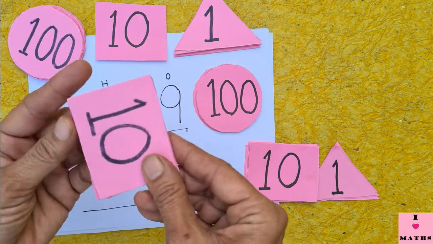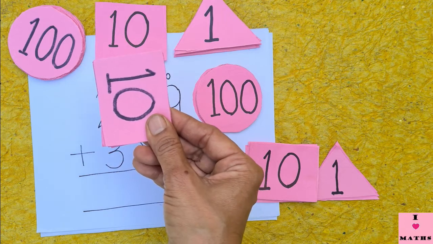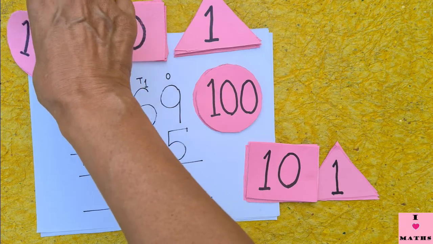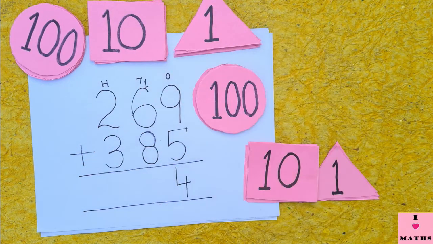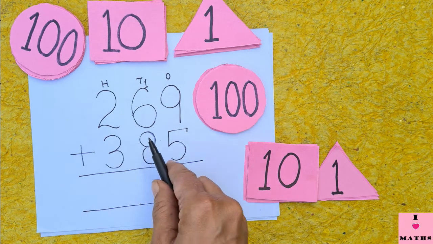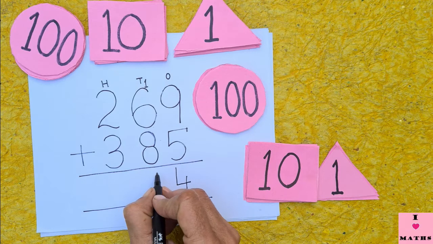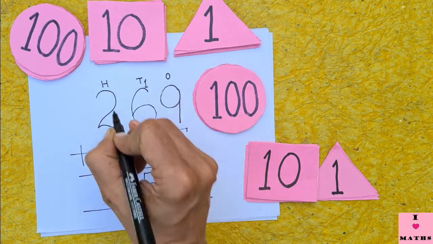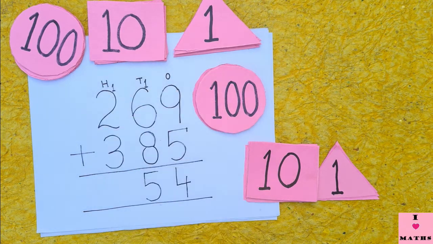What is 10 tens equal to? 10 tens is equal to 100. So we will keep 10 tens here and pick up 100 and keep it in the hundreds cards. So 8 plus 6 plus 1 is 15. So 5 will come here and 1 will be the carryover at hundreds place.